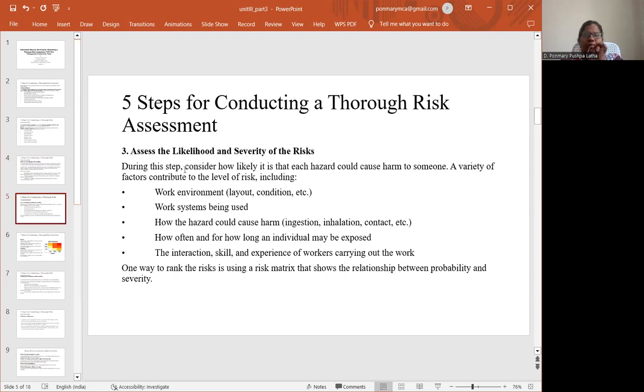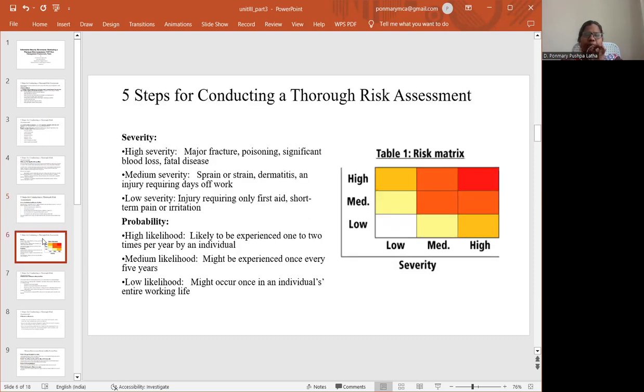So the third step is to assess the likelihood and severity of the risk. Whether the risk is in the work environment, and how the hazard could cause harm. Whether the harm is severe or light. How long the individual is affected. If a harm happens, whether the individual is affected for 6 months, 1 year, or 5 years. Like this we have to assess the things.